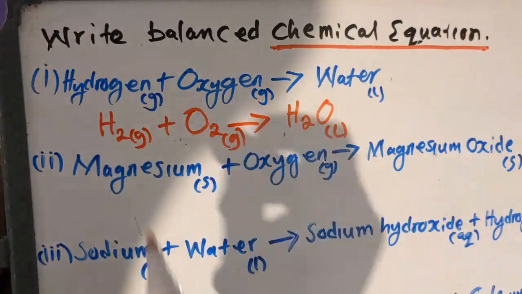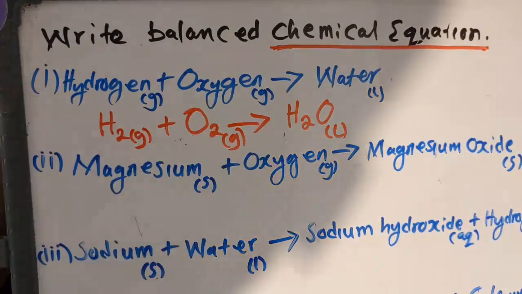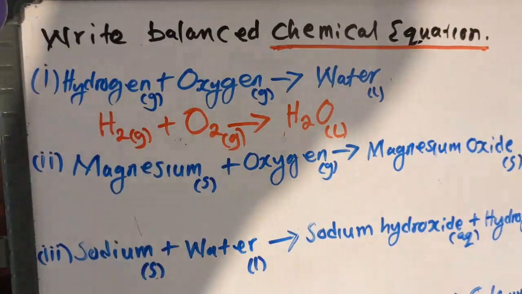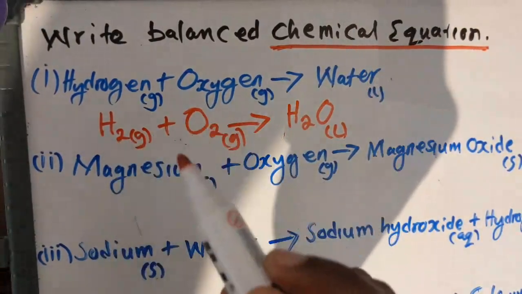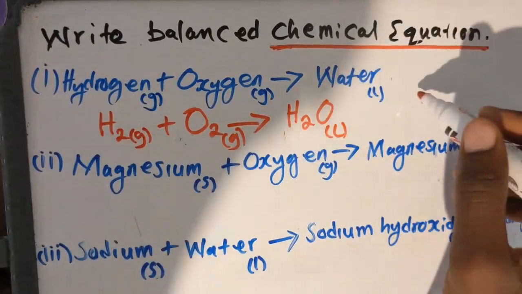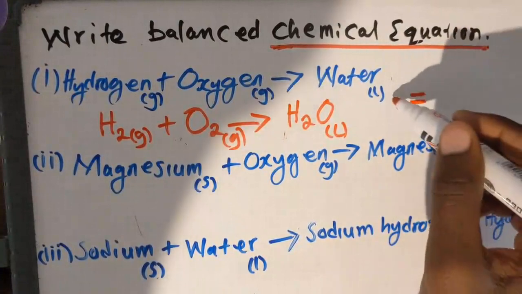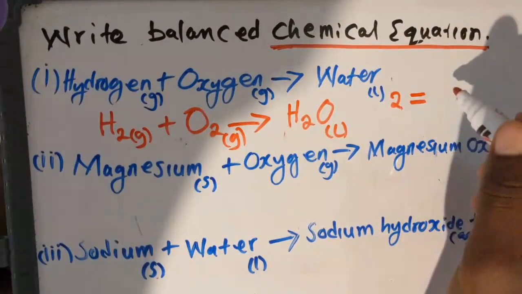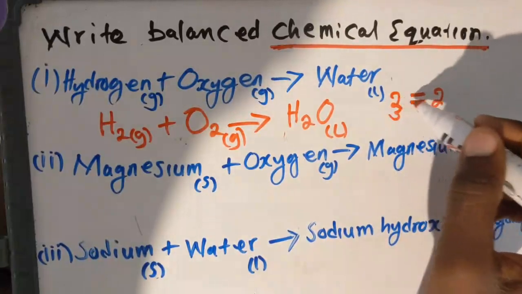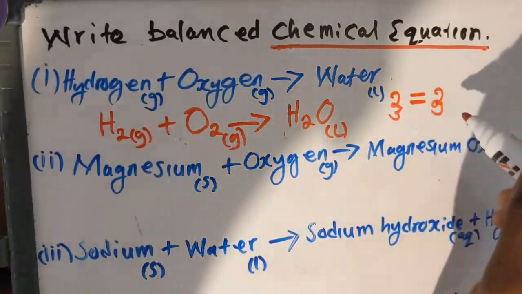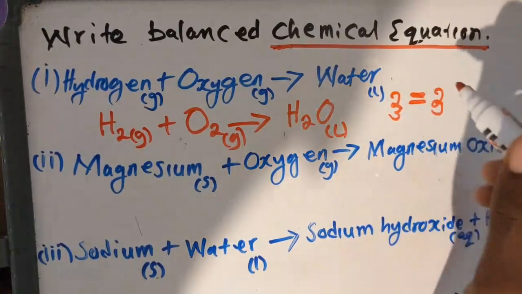Now how do you balance the equation? Balancing the equation means that if there is an equal sign here, and this side there is 2, this side must also be 2. If there is 3, this side must also be 3. The equal sign means that it is equal.